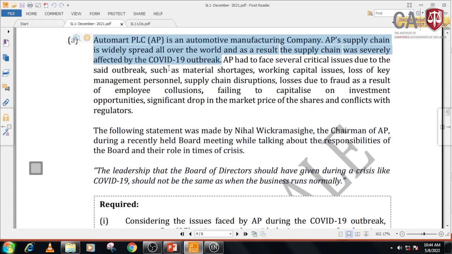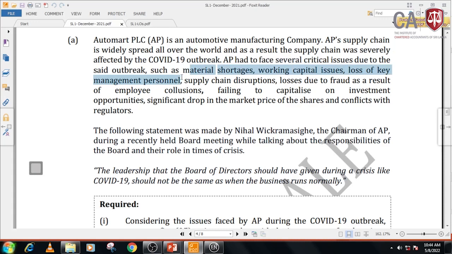Now, if this is the case, if you do not receive supply on time, how do you run the business? The company had faced several critical issues due to the outbreak. What are the issues? You do not have material to manufacture. There are working capital issues because you can't collect your debtors maybe, and in addition, loss of key people. Some people are leaving the company.